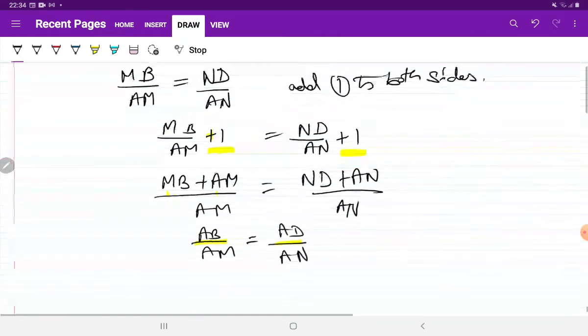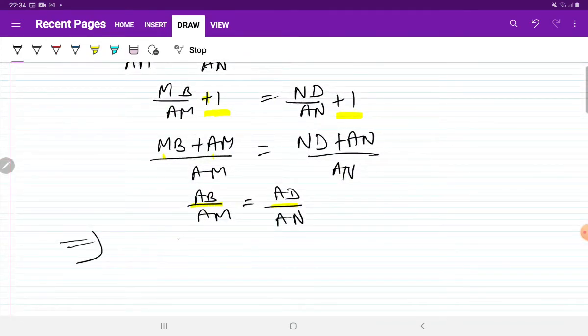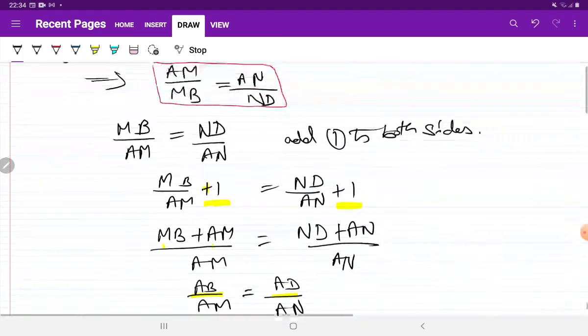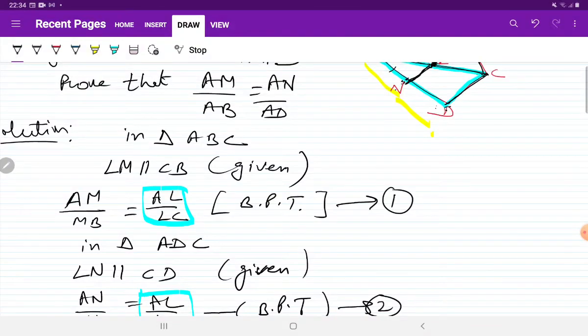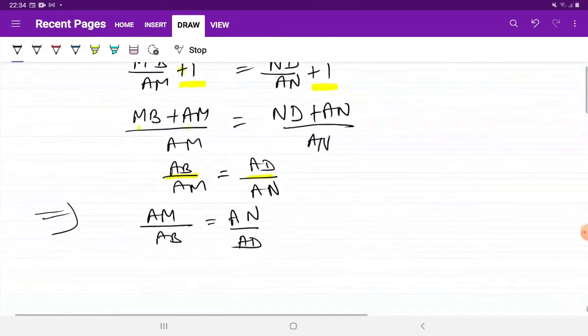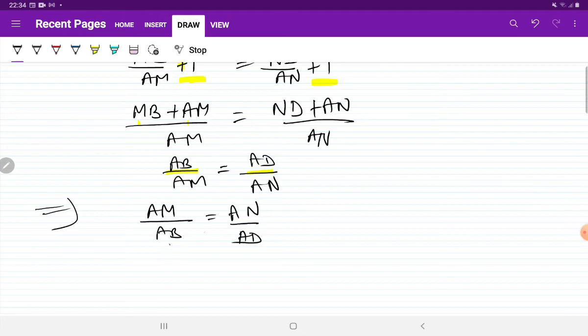Now again we can take the reciprocal so that we can get the final result. Take the reciprocal of this result. AM upon AB is equal to AN upon AD. Okay, now come to your final result. What do you have to prove? AM upon AB, AN upon AD. See, come to this result. AM upon AB, AN upon AD. This you have to prove. Hence proved. Okay, this way.